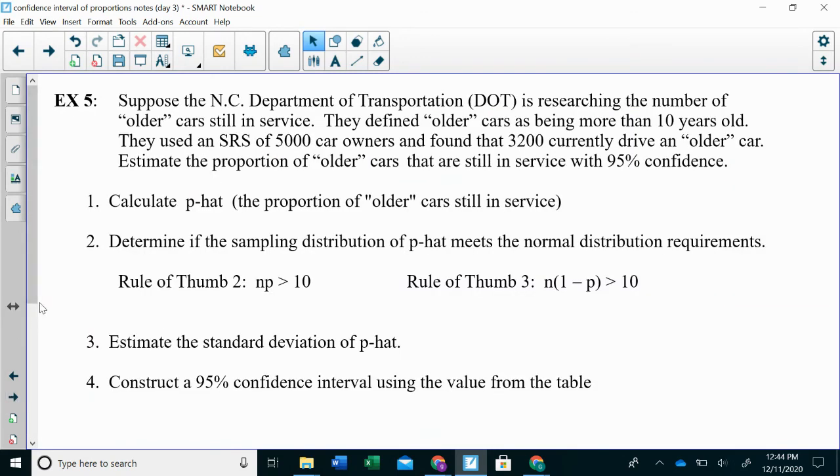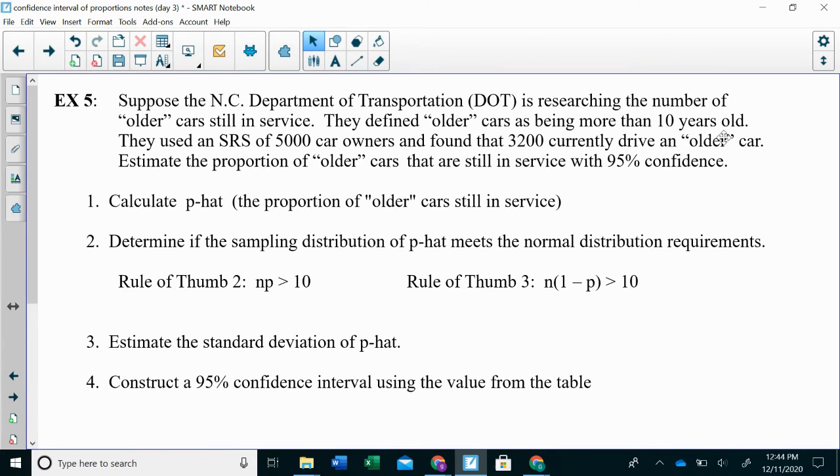The last example, example number 5. The North Carolina Department of Transportation, DOT, is researching the number of older, quote unquote, cars still in service. They've defined older cars as being more than 10 years old. They use an SRS of 5,000 car owners and found that 3,200 currently drive an older car. Estimate the proportion of older cars that are still in service with 95% confidence.